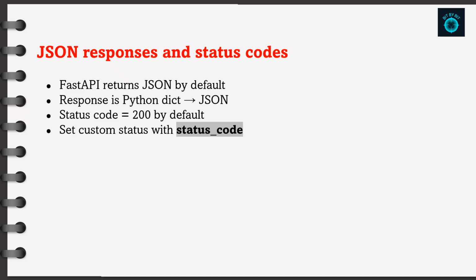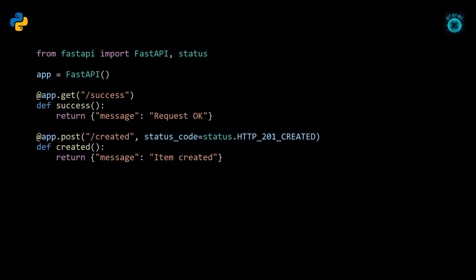For example, when creating a new item, it is common to return status code 201, which means created. Using proper status codes makes your API predictable and easier to integrate with other systems. We import status from FastAPI to use predefined constants.